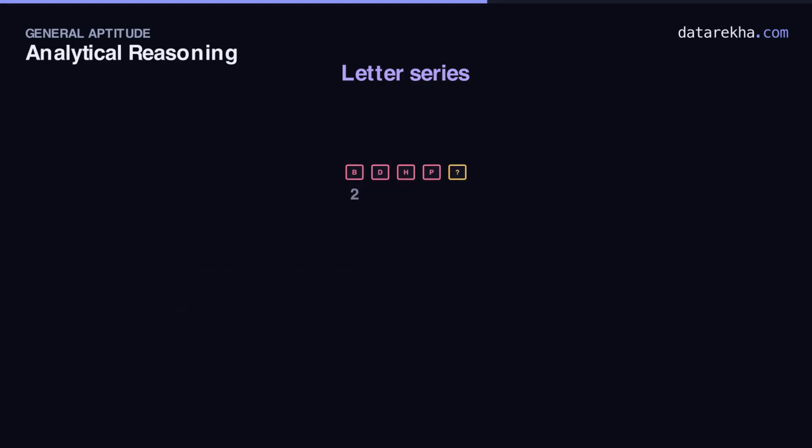Take B, D, H, P, question mark. Write each letter's position underneath. 2, 4, 8, 16. These aren't adding a fixed amount. They're doubling. So the next position is 32. But there's no 32nd letter. So wrap. 32 minus 26 is 6, the letter F. Wrapping is the step people forget. And a two-letter term just splits into two independent tracks, each stepped on its own.